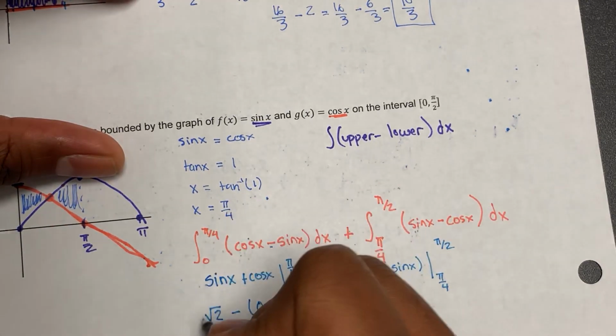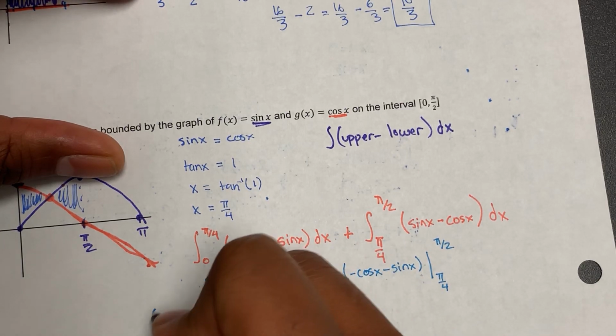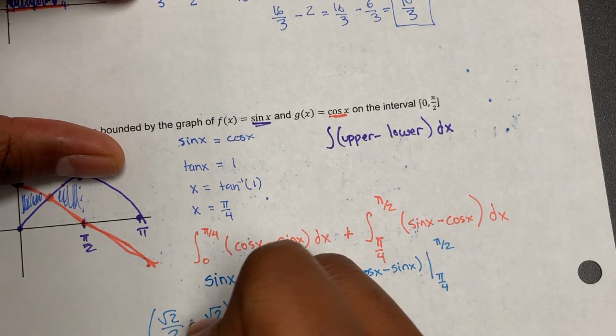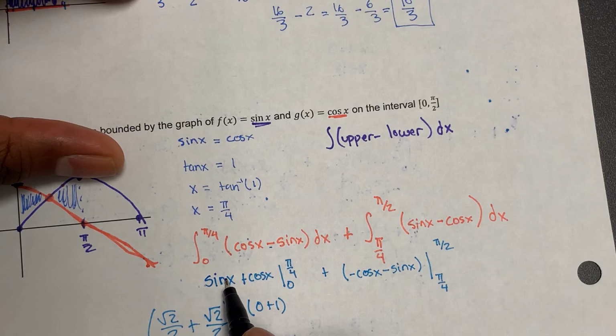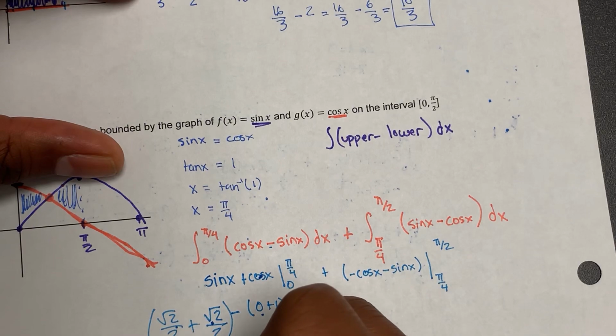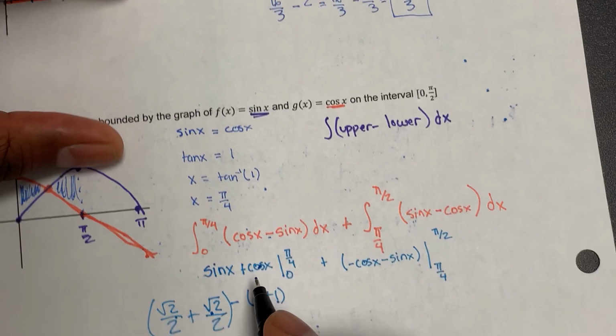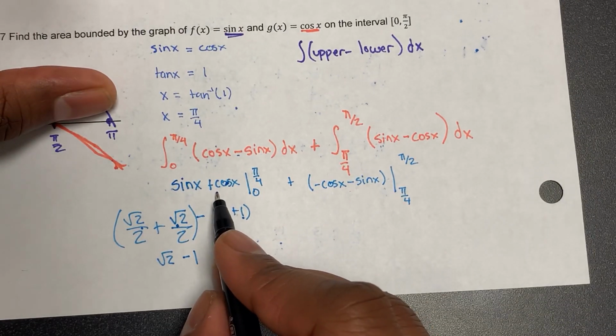So you know what? Let's fully write it out. So the sine of pi over 4 is square root 2 over 2. Cosine pi over 4, also square root 2 over 2. Sine of 0, 0. Cosine of 0, 1. So we end up with the square root of 2 minus 1 for the first integral.